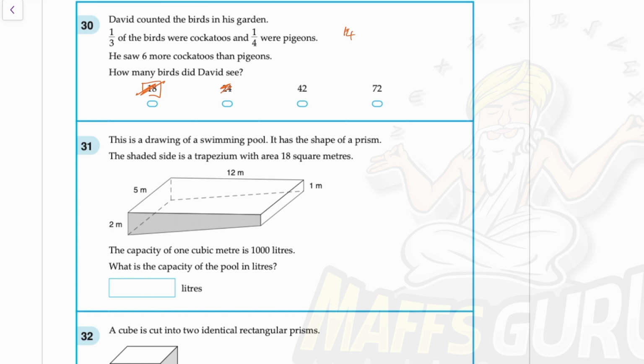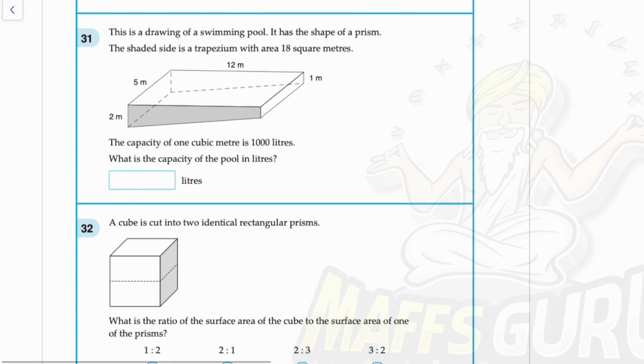So 10.5, it's not that one, it must be 72. So let's just check. 72 divided by 3 gives me the grade number of 24. 72 divided by 4 gives me 18. And what's the difference between those two? It is 6. Can't think of another way of doing that one, guys.